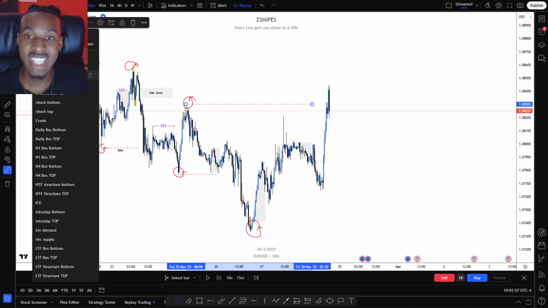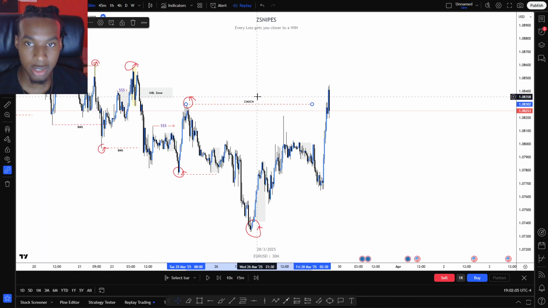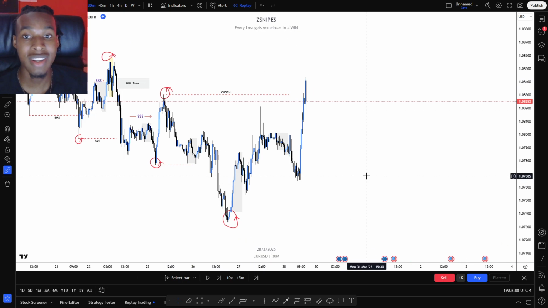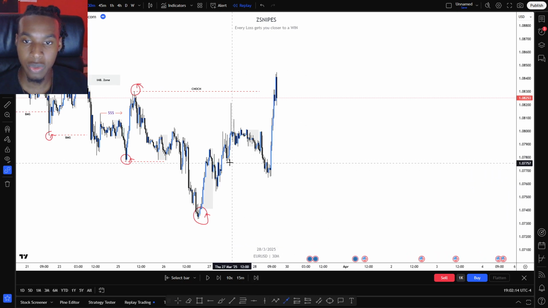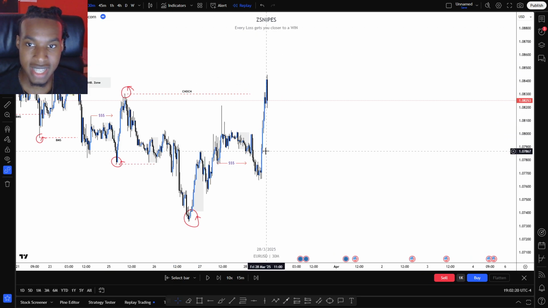Once we create the change of character, you can start looking for demand zones now, right? So we have a break right here. We have a change of character at the top. So now we start looking for demand zones. We're gonna look for the exact same criteria: liquidity to be taken out. Where do we see liquidity taken out? We see these lows, and all of these lows here have been taken out. Okay, we have liquidity taken out.